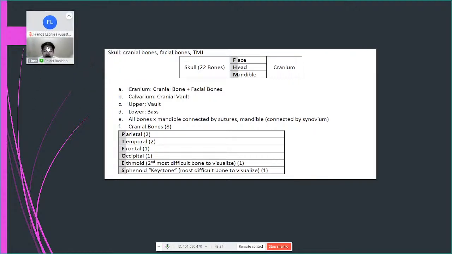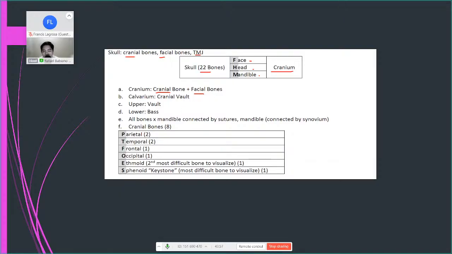Right, so we start from the top, of course, the skull. The skull consists of the cranial bones, facial bones, and the temporomandibular joint. Later we'll talk about that. The skull has 22 bones in itself. The skull can also be called the cranium, same thing. Now the cranium or the skull has cranial bones plus facial bones.